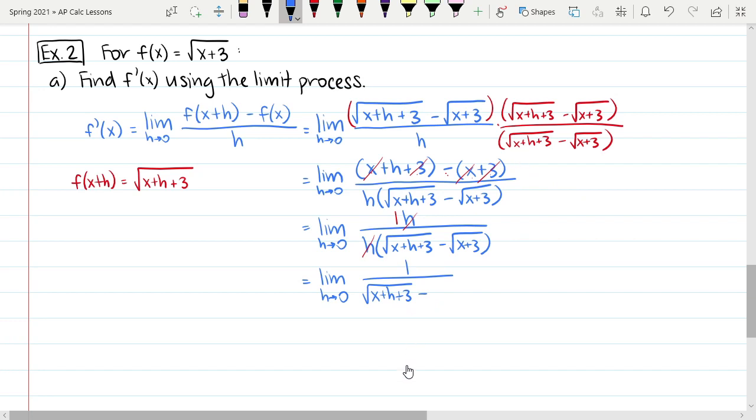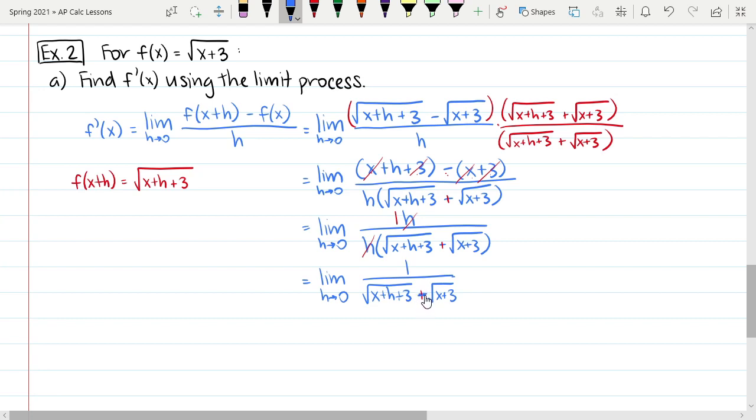Ooh, I don't know if anyone caught it. I assumed that I had done the conjugate. This should have been a plus. Hopefully you all caught that. So this is a plus, this is a plus, this is still a minus, but this is a plus, this is a plus, and this is a plus. Sorry about that. You probably already noticed that.